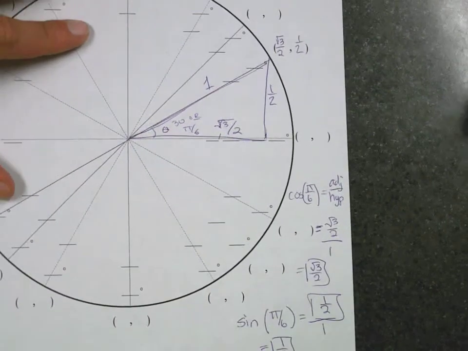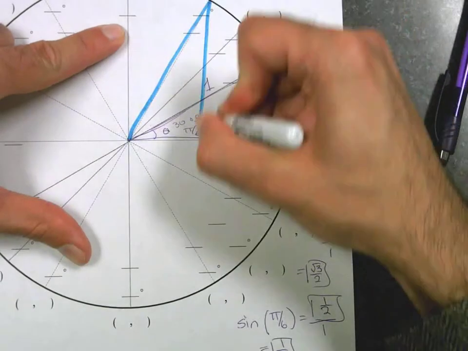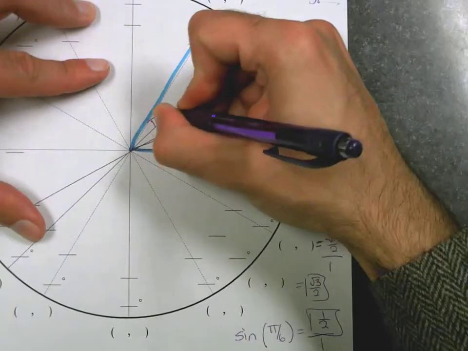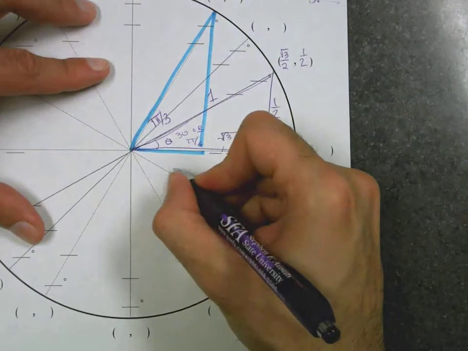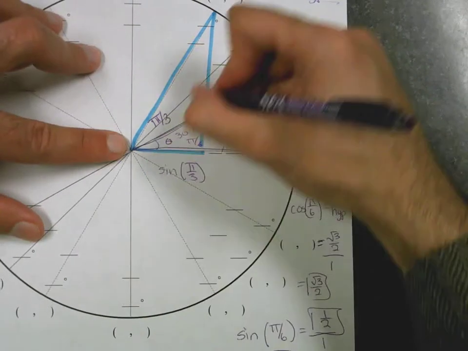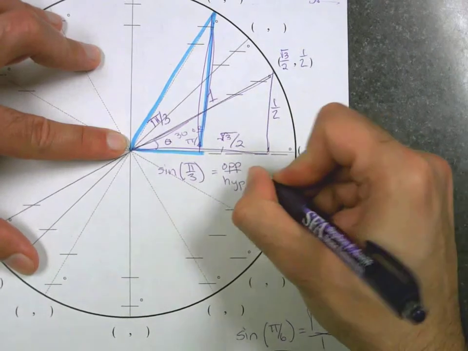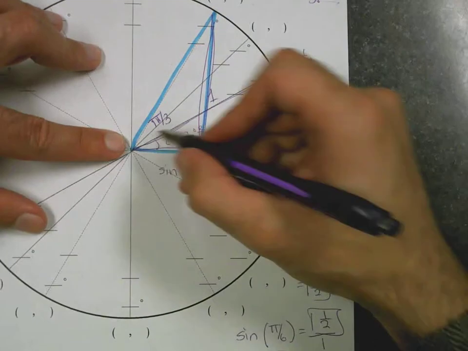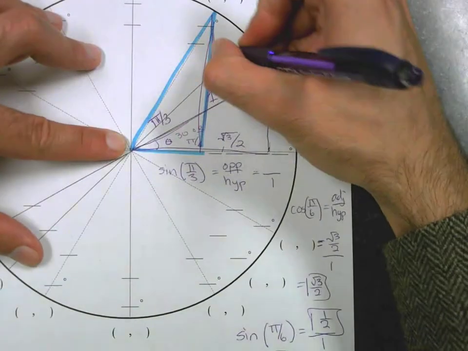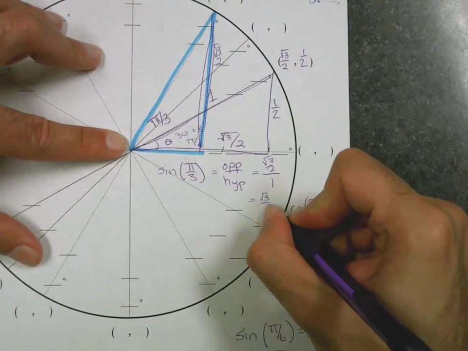Let's look now at this next triangle, this blue one here. That's right, the angle here is pi over 3, or 60 degrees. So let's find out, again, sine of pi over 3. The sine of pi over 3 is this opposite side here. It's the opposite side over the hypotenuse. The hypotenuse is still 1 because it's still the radius. So what is this opposite side here? Well, that's square root of 3 over 2. So square root of 3 over 2 over 1, that's square root of 3 over 2.